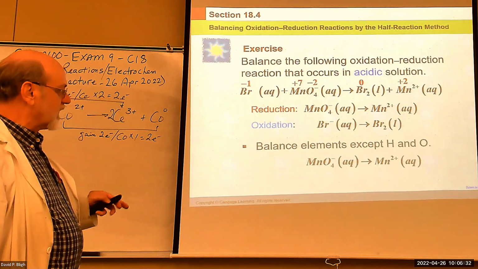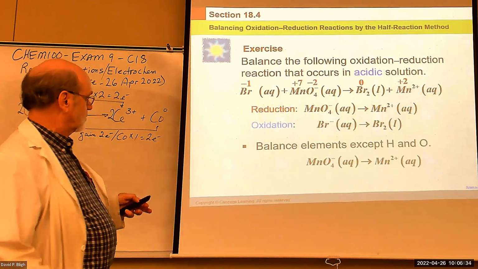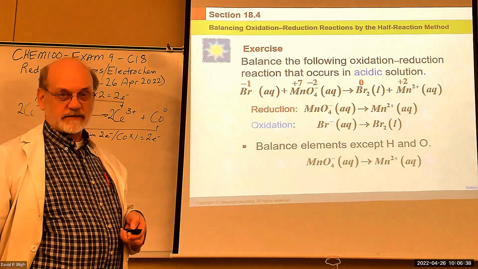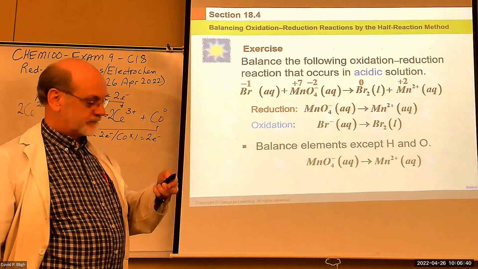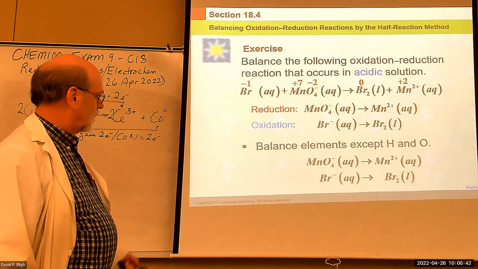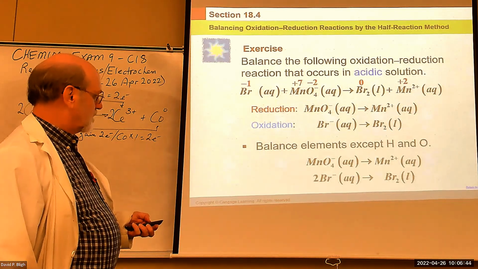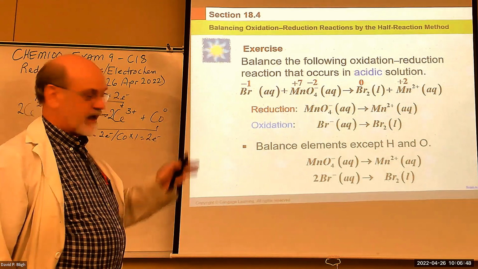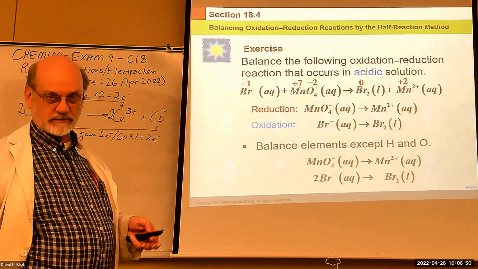Next, we want to balance all the elements except hydrogen and oxygen. Reduction is no problem. There's one manganese on both sides. Bromine, we needed two bromine ions and one bromine molecule.